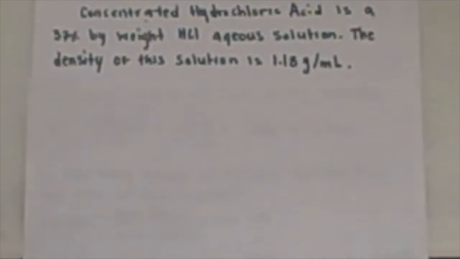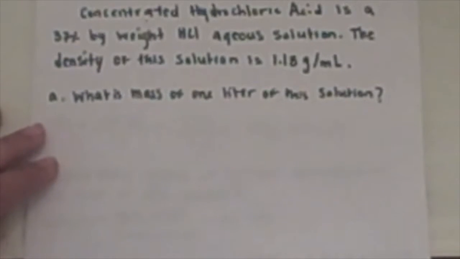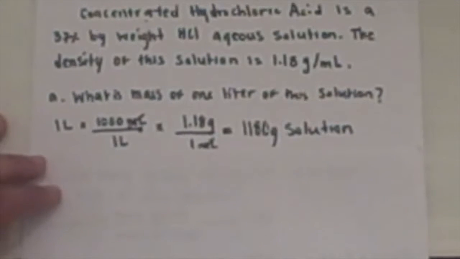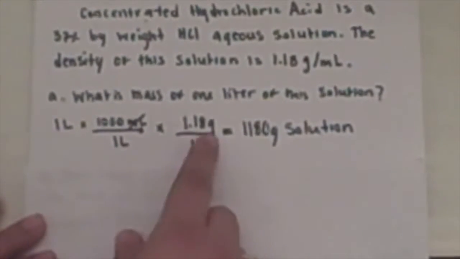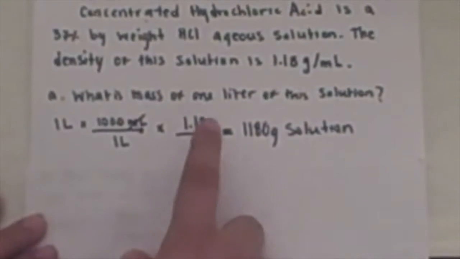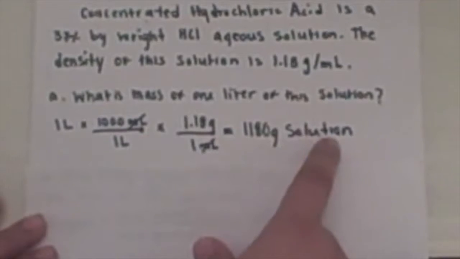Here's an example of a concentration problem. It's found in your pre-lab. It states that concentrated hydrochloric acid is 37% by weight HCl in an aqueous solution. The density is given as 1.18 grams per milliliter. The first problem is, what is the mass of 1 liter of this solution? We're going to start with the 1 liter and multiply it by 1,000 in order to get it to milliliters. Then we're going to multiply by the density. When we multiply by the density, the milliliters cancel out, leaving us with grams of solution.